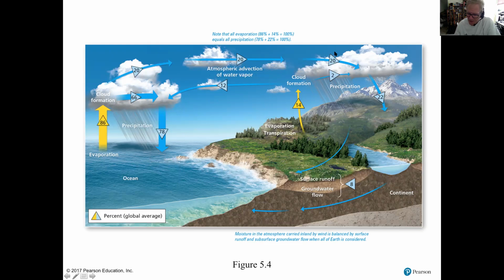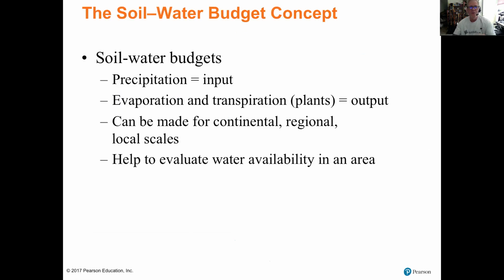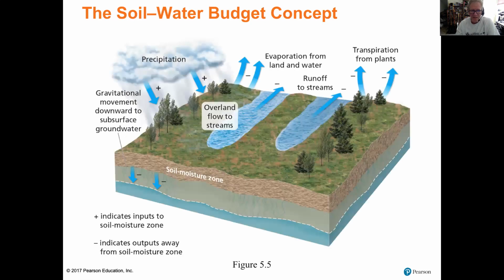So listen to the animation in the course module, we'll go over it in a little bit more detail. You can have a budget, just like you hopefully have a financial budget like your checking account. So you have an input, precipitation, you have an output, which is evaporation and transpiration. Then you can do this for local scales, for regional scales, or even for the continent. And that helps us to evaluate the water availability for a given area.